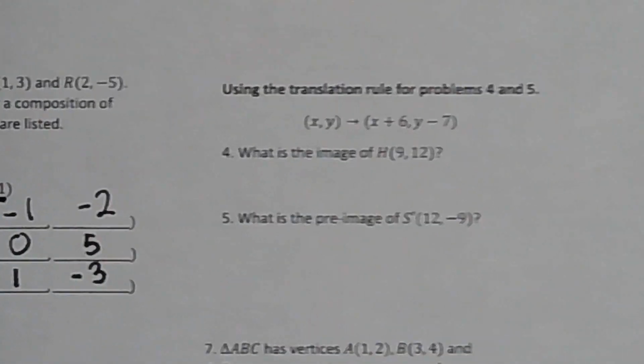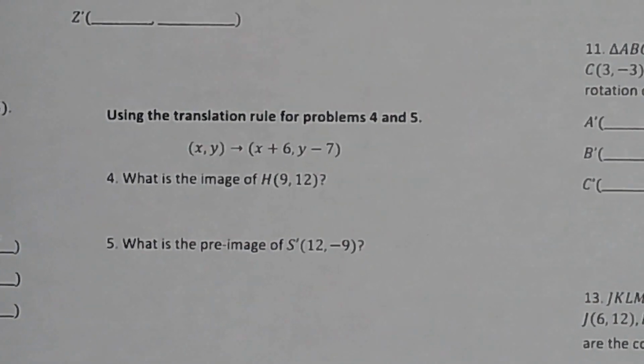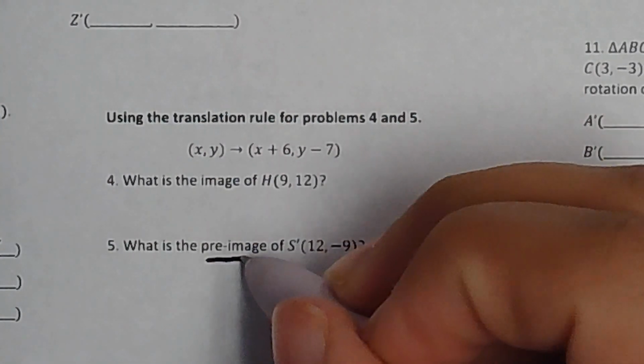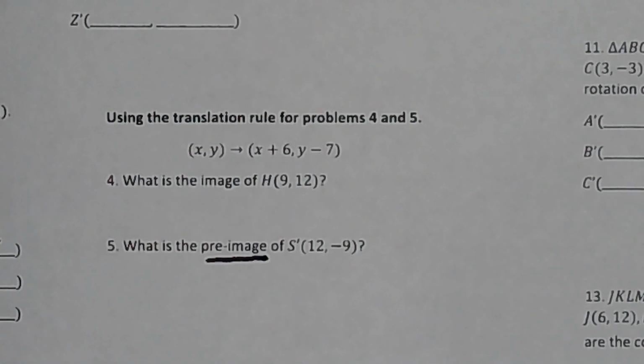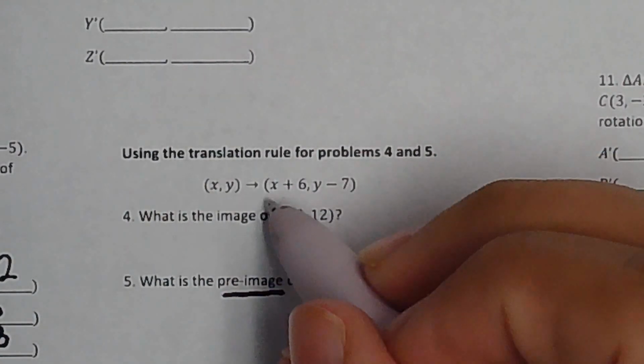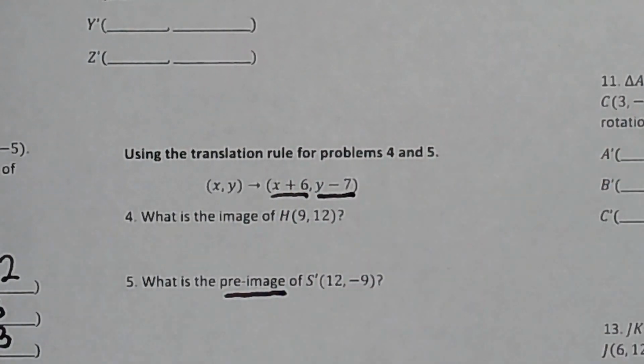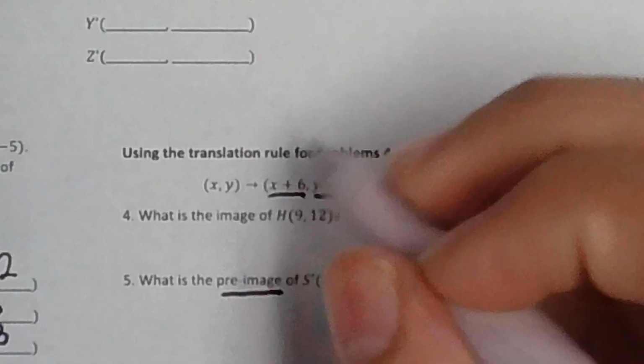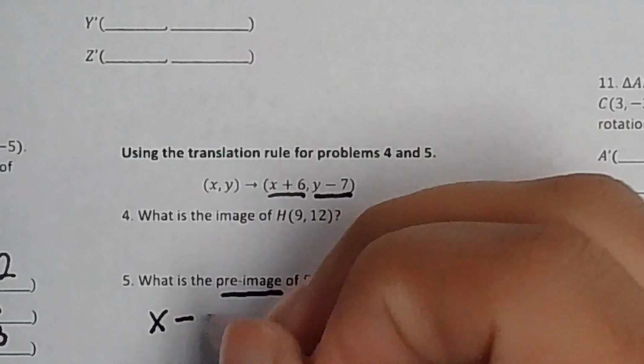Moving on to number 5. For number 5, we're looking for our pre-image. So this means the image from before. There we go, words. I already applied my rule, which was x plus 6 and y minus 7. If I want to find the pre-image, I have to do the opposite. So what is the opposite of x plus 6? If I'm not adding 6, what am I doing? So then I should have x minus 6.